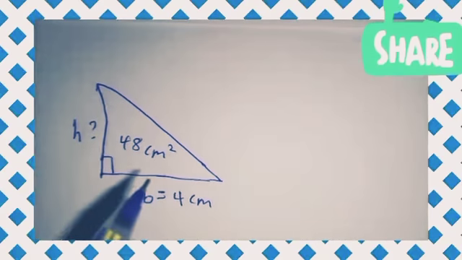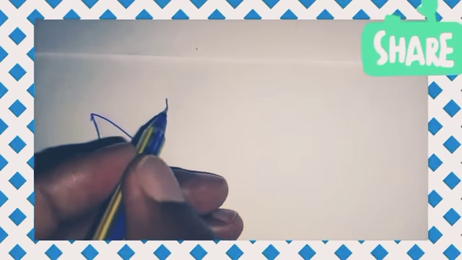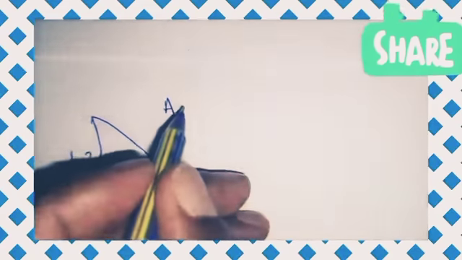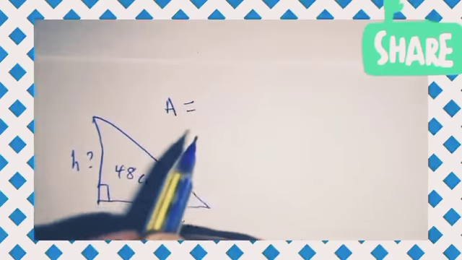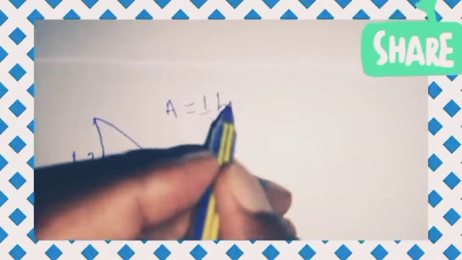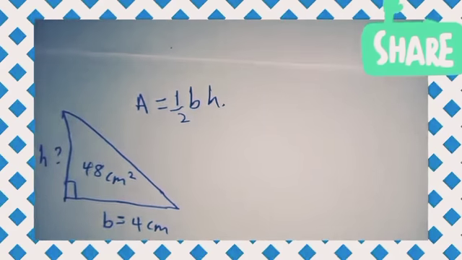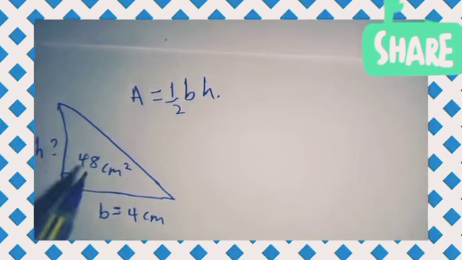Sometimes you are given the area and the base, and you are told to get the height. To do that, you apply the formula for the area of a right angle triangle, which is half base times height. So you begin by writing the formula. Once you have your formula, you substitute.